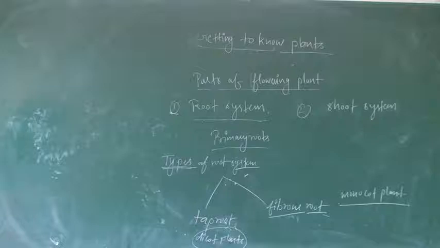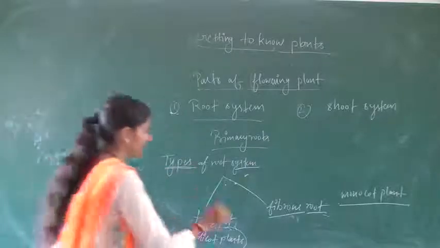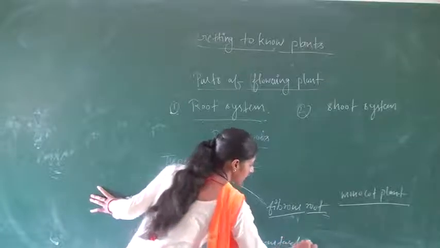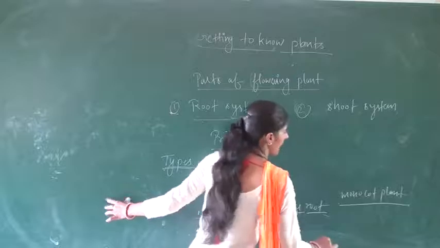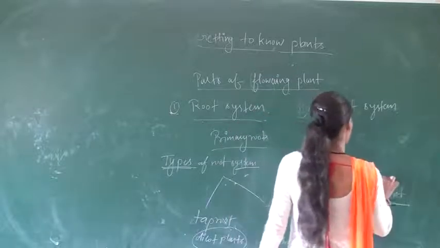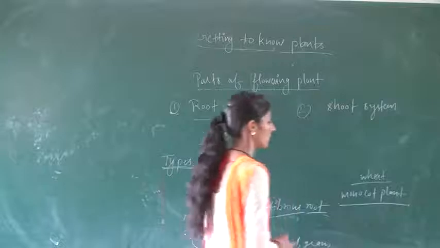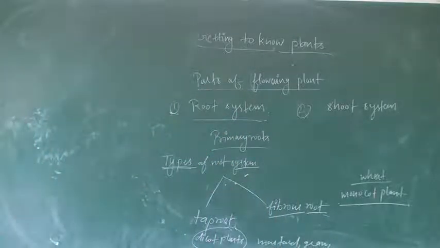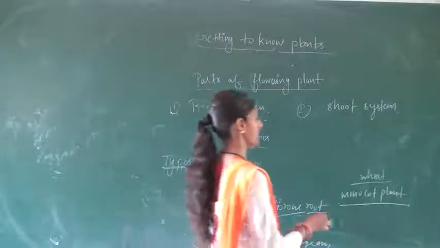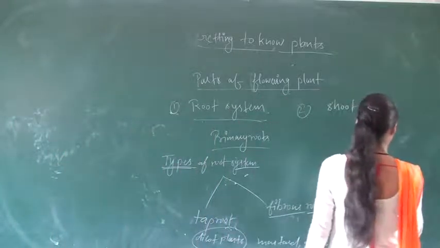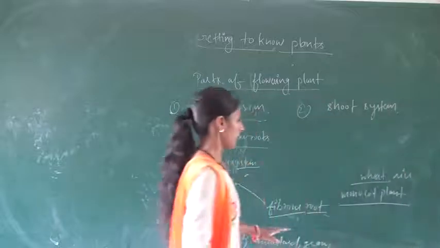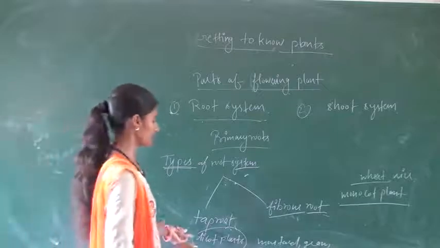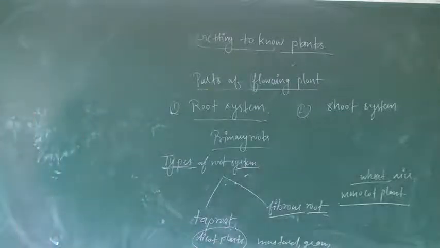Examples of dicot plants are mustard, gram, and monocot plants are wheat, rice, grasses, barley, etc. Fibrous root is shown by monocot plants and taproot system is shown by the dicot plants.